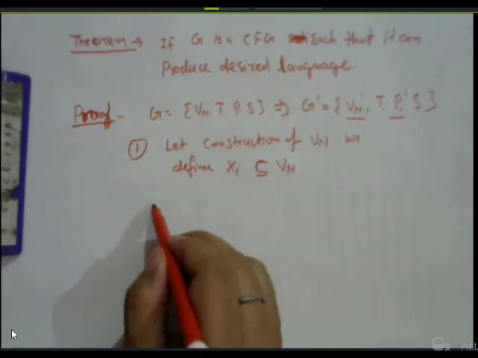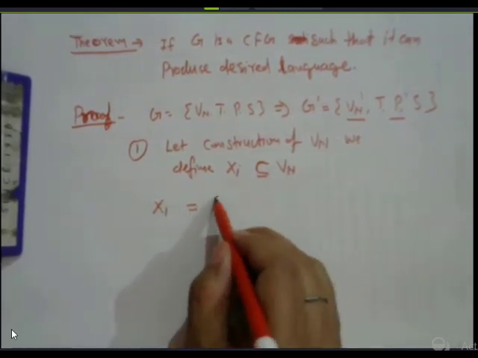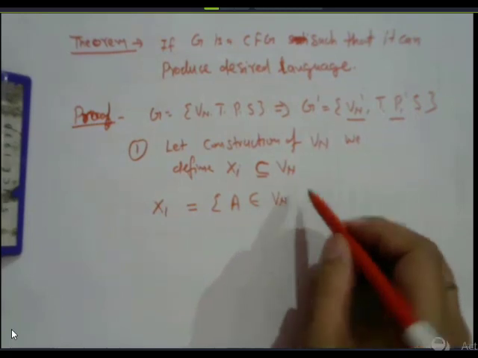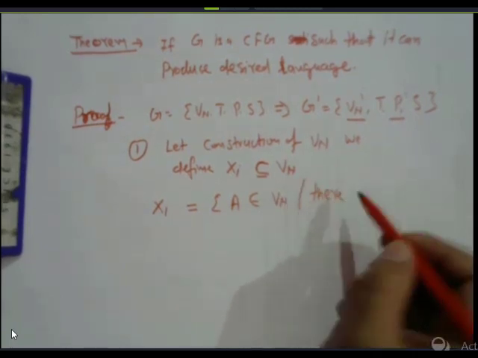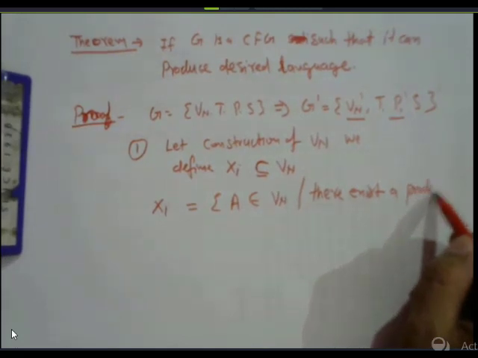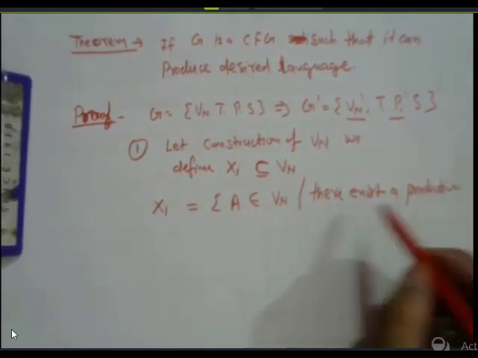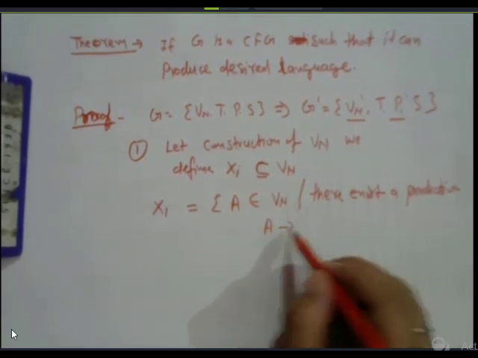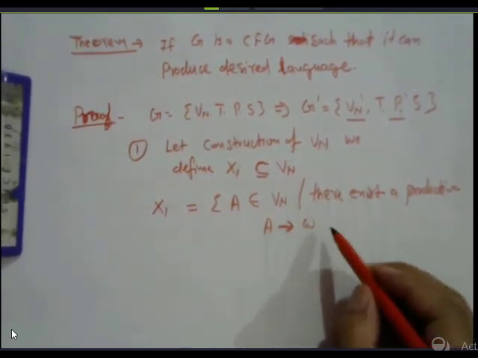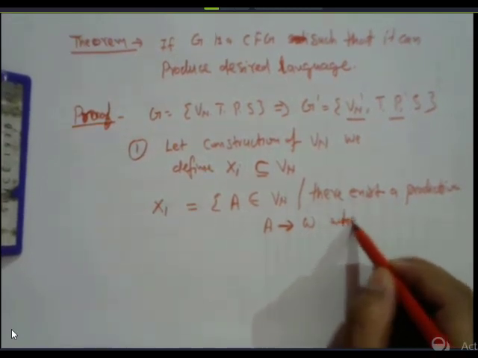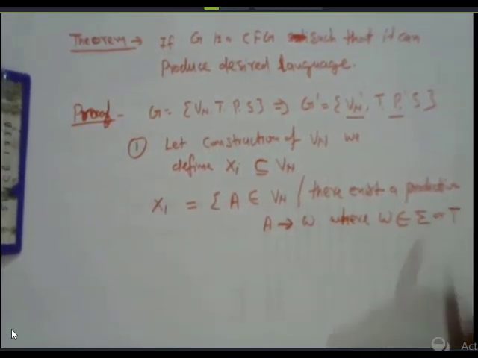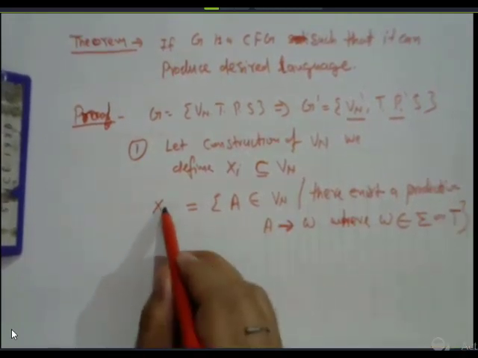If Xi is a subset of Vn, then X1 is equal to X1 can derive A, where A is the element of Vn such that there exists a production A tends to W, where W is the element of sigma or T, terminal symbol. This is the first rule for the X1.